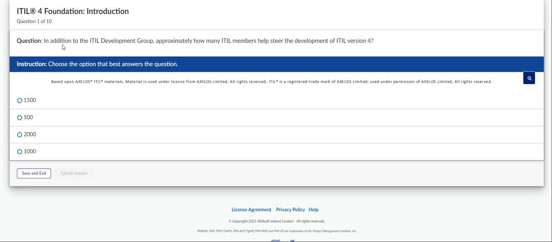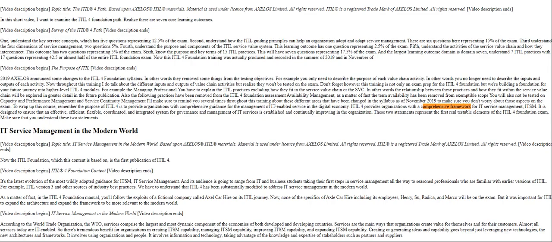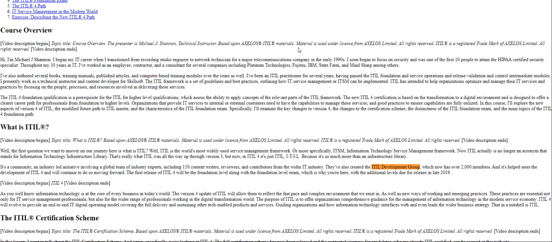In addition to ITIL development group, approximately how many ITIL members help steer the development of ITIL version 4? I think it's about 500. One moment here. Let me see if I can find it in this module that I took. 2,000 members. Okay, it's a community of. The question is, let me close this one. Hold on, let me bring that up here.